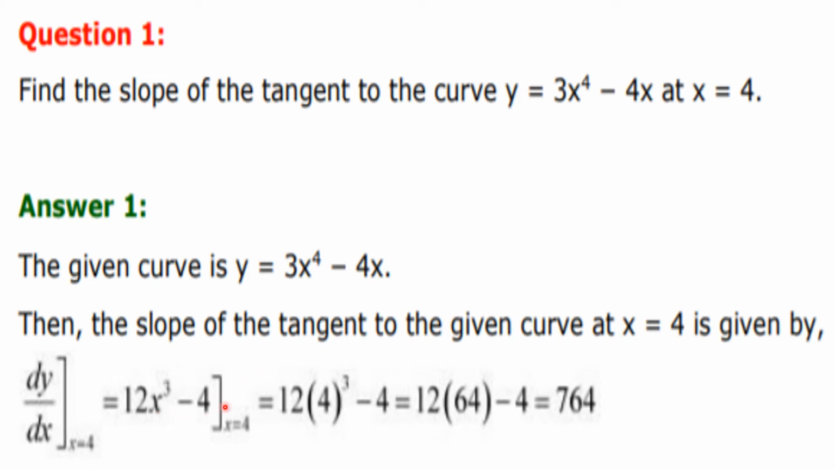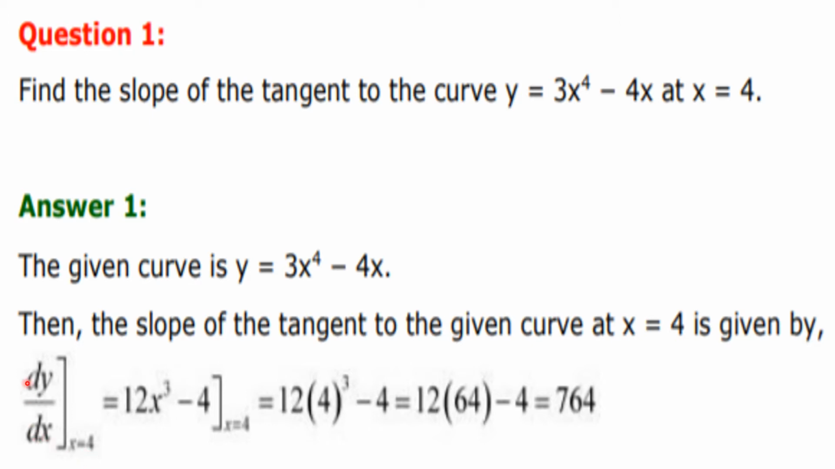We have written the derivative of this given function directly, since we have already practiced many sums to find the derivative of a given function. Understood how we got 12x cube minus 4? So this is dy by dx, the derivative of the given function. In this derivative, we have to substitute x is equal to 4. Then automatically we find the slope of the tangent.